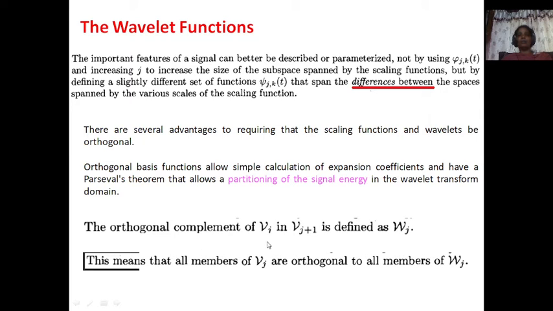The orthogonal complement of Vj and Vj+1, that means the subspace Vj and the next space Vj+1, the difference between these two, that means the orthogonal complement, is defined by Wj. That means the difference between Vj and Vj+1 will act as Wj. The scaling functions' difference is going to be spanned by the wavelet functions. This means all the members of Vj are orthogonal to all the members of Wj.